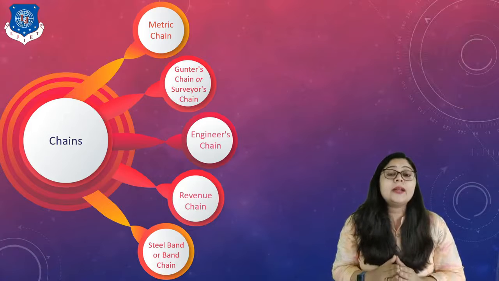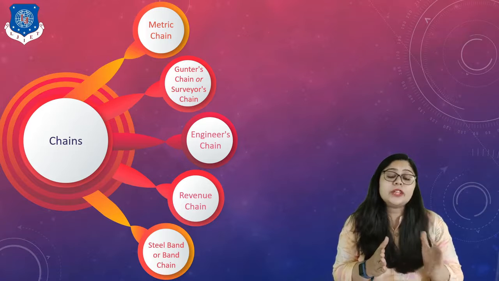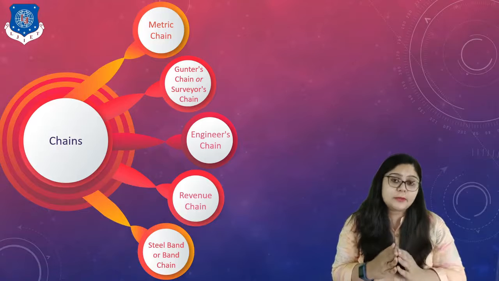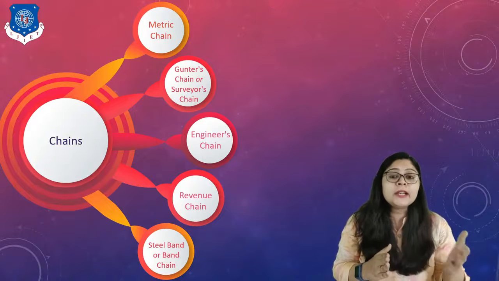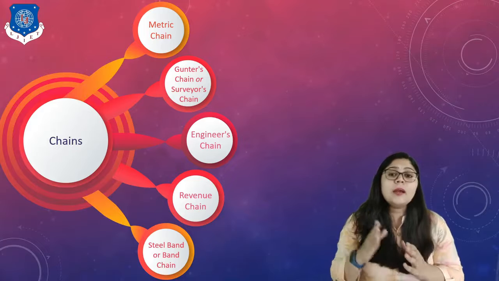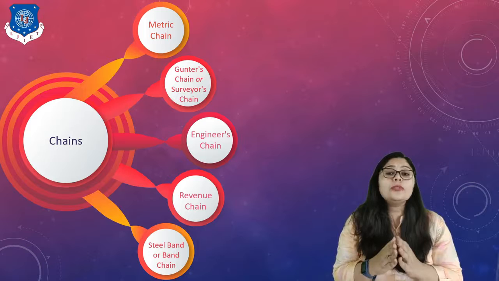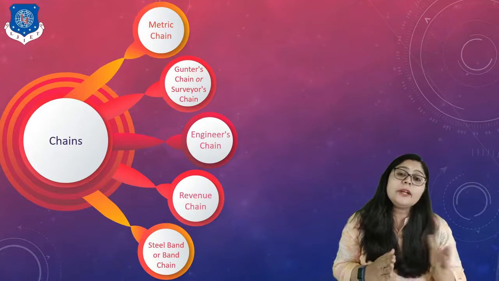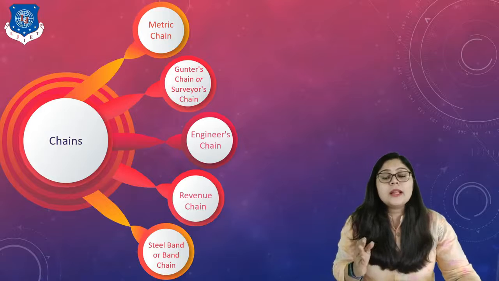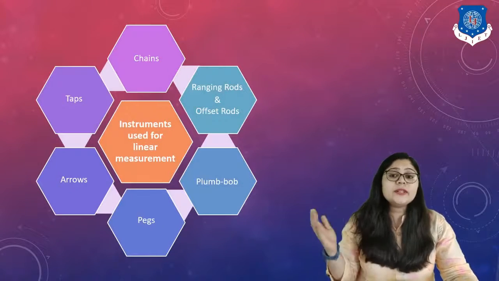Now you can select very wisely and precisely which kind of chain you are going to take with you when you go for linear measurement. If it is in meters and if it is for a long distance, then you can go for the metric chain, right? So generally we prefer to go with the metric chain of 20 meters or 30 meters as per the requirement. Now let's discuss the second instrument, which is a tape.